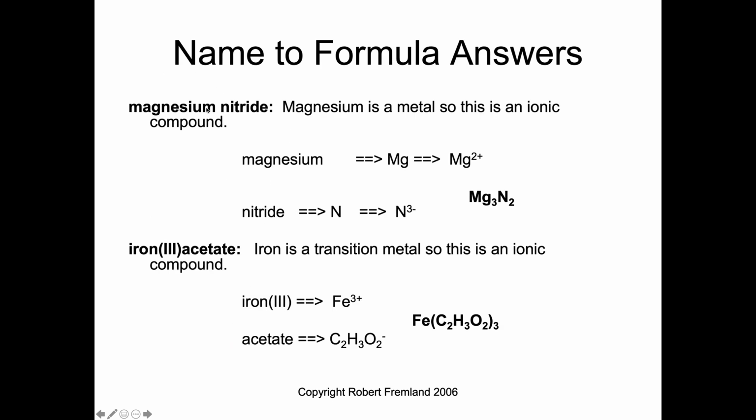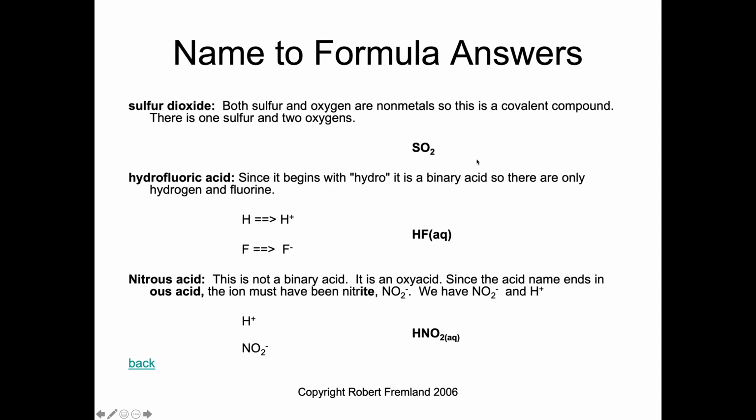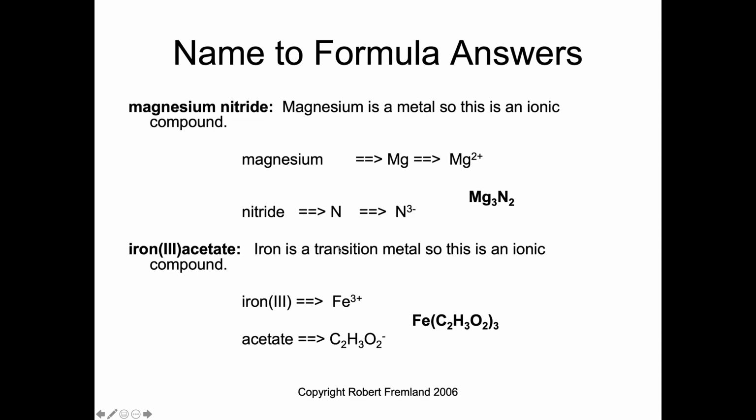Magnesium nitride. First thing, what type of compound is it? Magnesium is a metal, so it's an ionic compound. Then get the symbols, right? Mg, nitride is N. Get the charges. Mg is a representative metal, and this is where you're using your periodic table. So it's in group 2, it's a +2. Nitride is a nonmetal, and it's in group 15, so 5 minus 8 is -3. So then you just have to put them together. We have to get to a 6 here because of the 3 and the 2, Mg3N2.